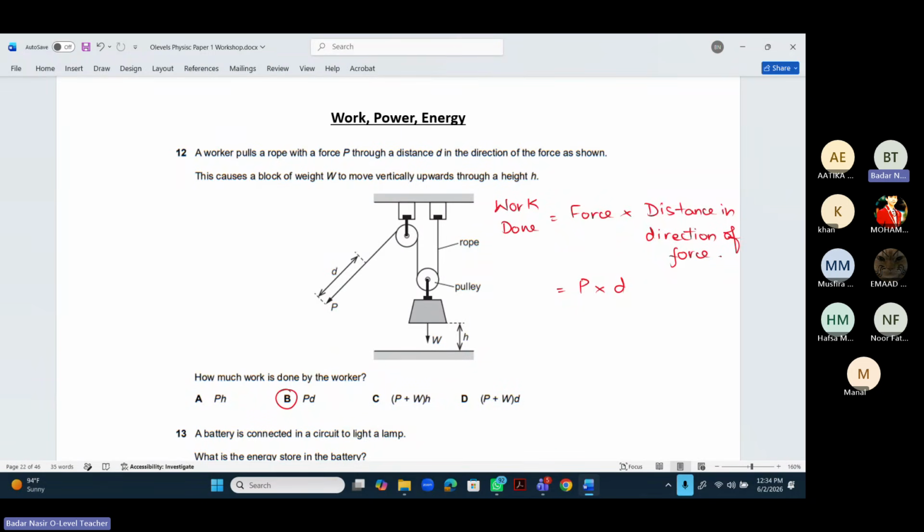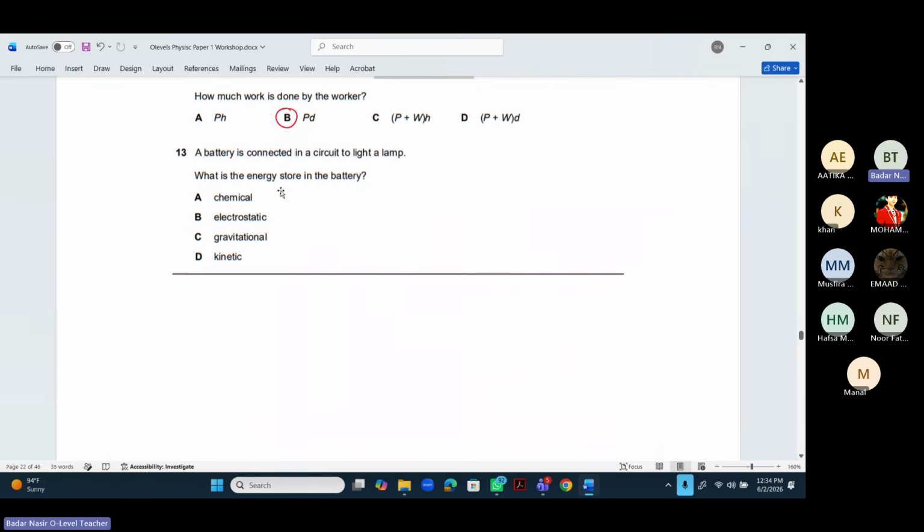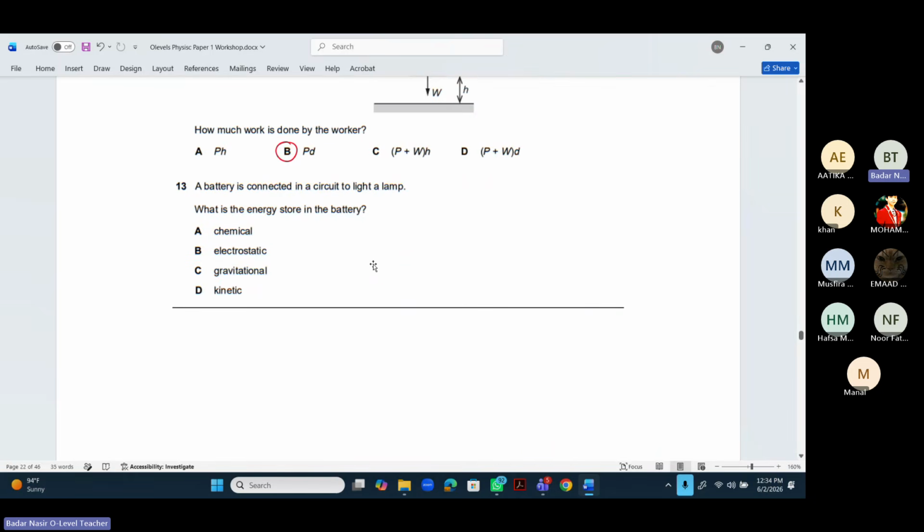So question number 13, a battery is connected in a circuit to light a lamp. What is the energy stored in the battery? And that is your chemical energy.